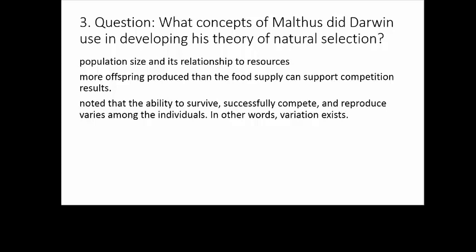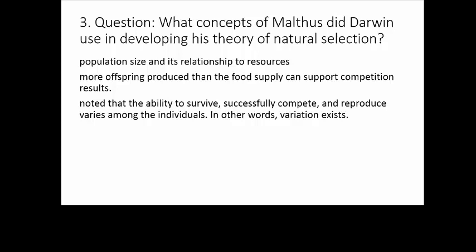Malthus observed that more offspring are produced than can possibly survive, thereby maintaining a population's size over time. This limitation of population size is directly related to the available resources, most importantly, the food supply. Since there are more offspring produced than the food supply can possibly support, competition results. The winners of this competition have access to the food supply and thus are more likely to survive to reproductive age.